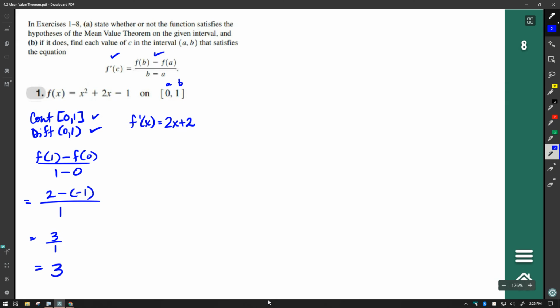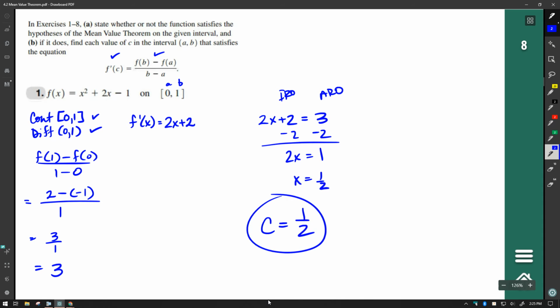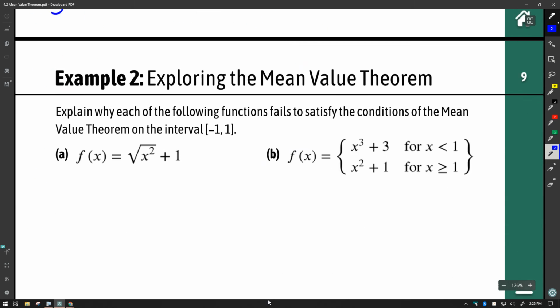So finally, we're going to set these two findings equal to one another. 2x plus 2 is equal to 3. That's the IROC equals the AROC. Let's solve, subtract 2 from both sides. Now we have 2x equals 1, so x is equal to a half. Is this point in our interval? It absolutely is. So 1/2, we can even say C equals 1/2. This is the guaranteed value from the mean value theorem.